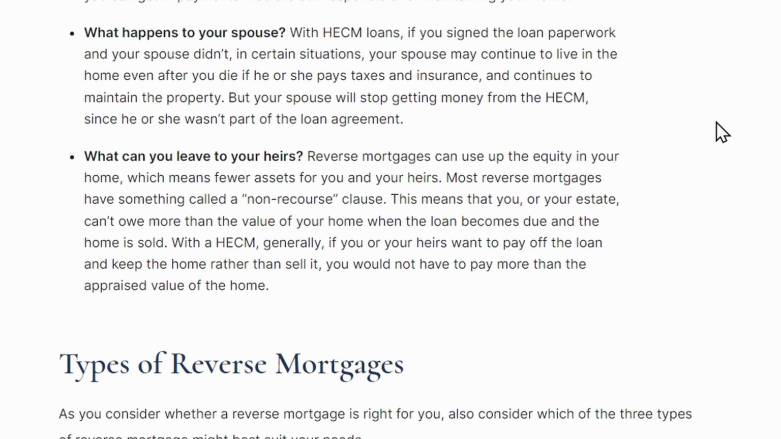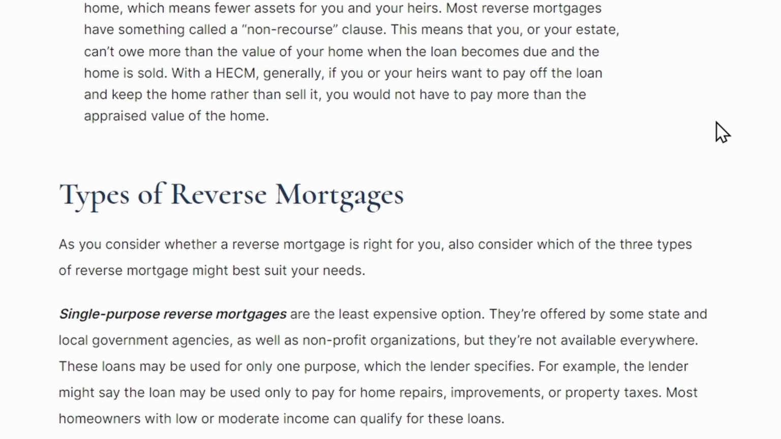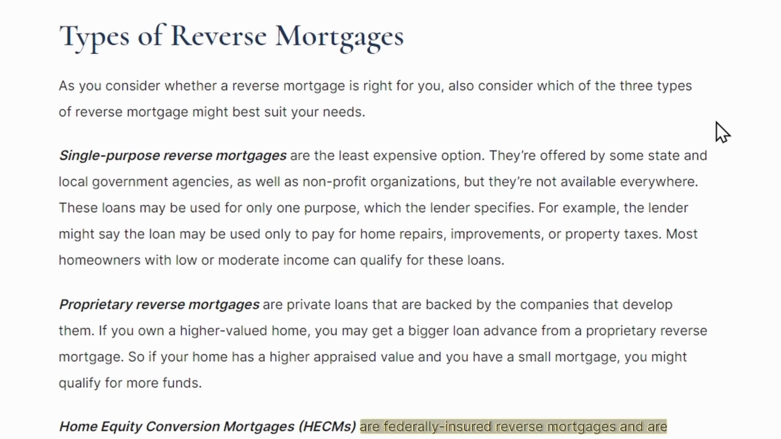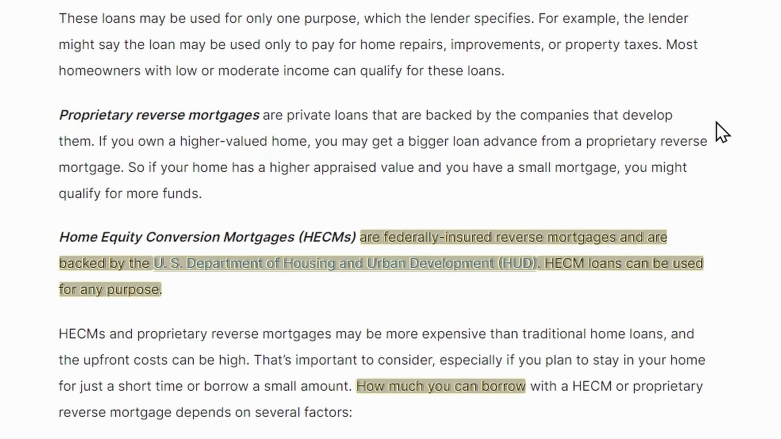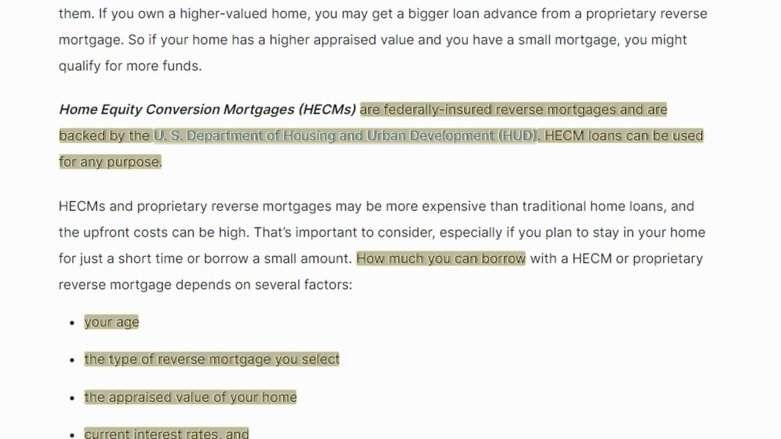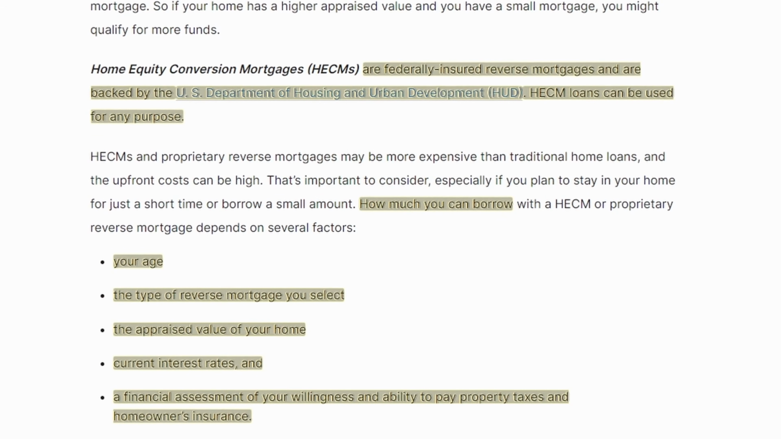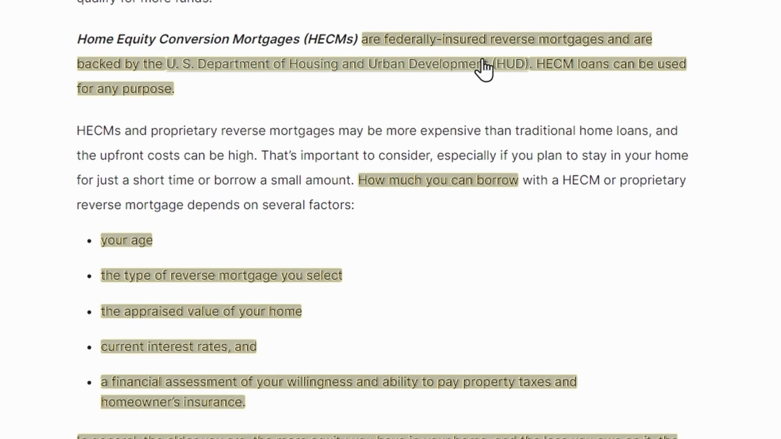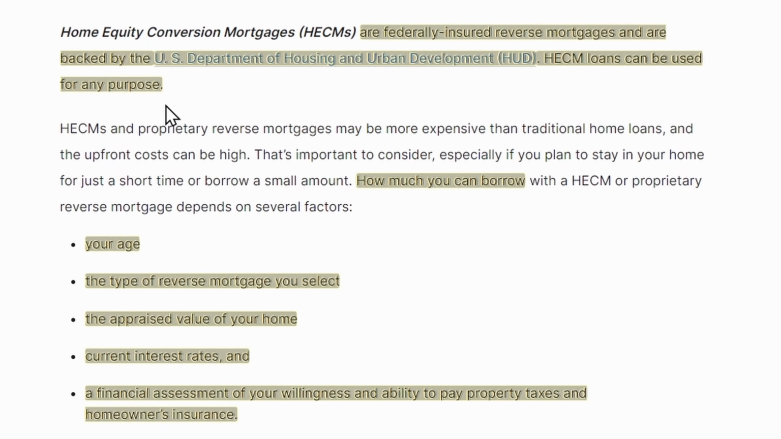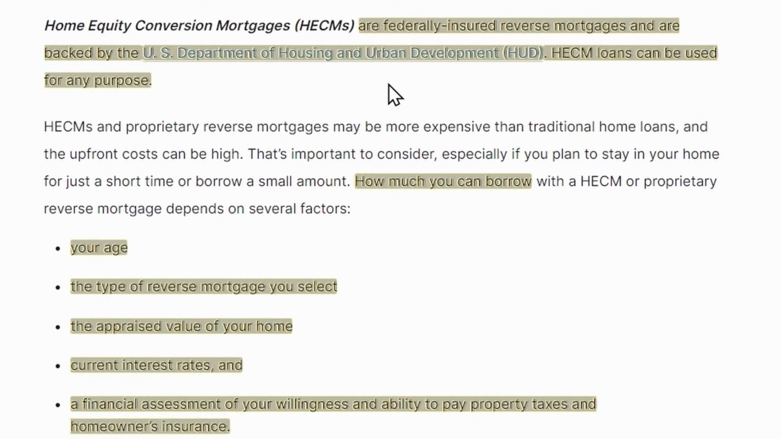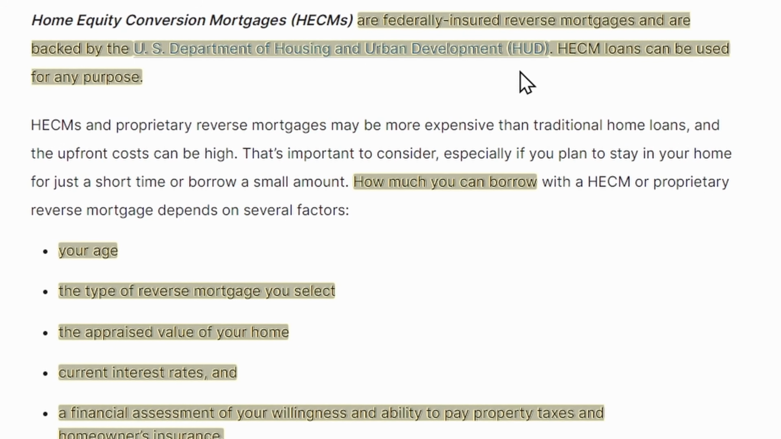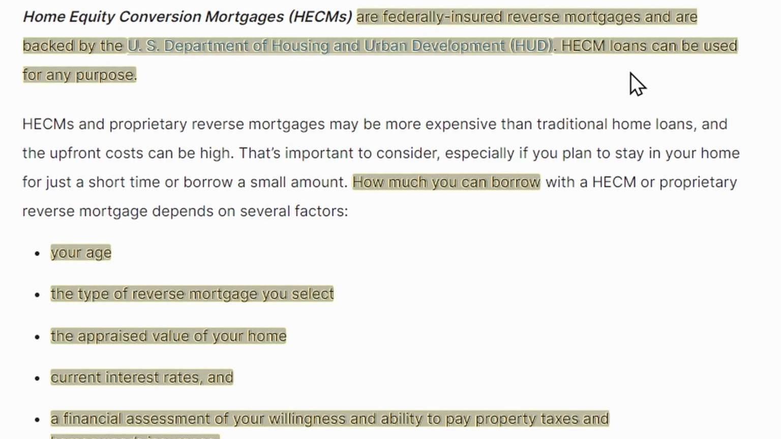I'm going to explain to you, though, there are options where you can make payments if you want. The most customary or standard reverse mortgage product in the country right now is called a HECM. They're federally insured reverse mortgages backed by the U.S. Department of Housing and Urban Development, also known as HUD, and it can be used for any purpose.